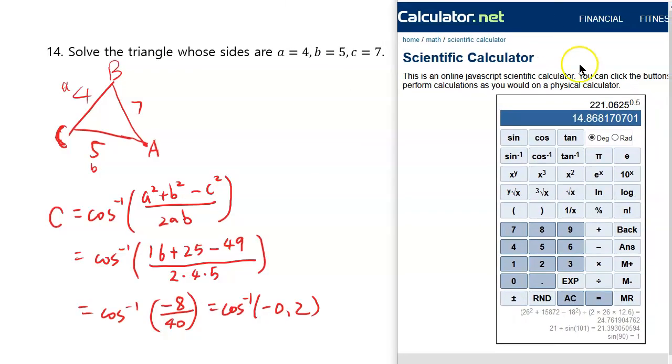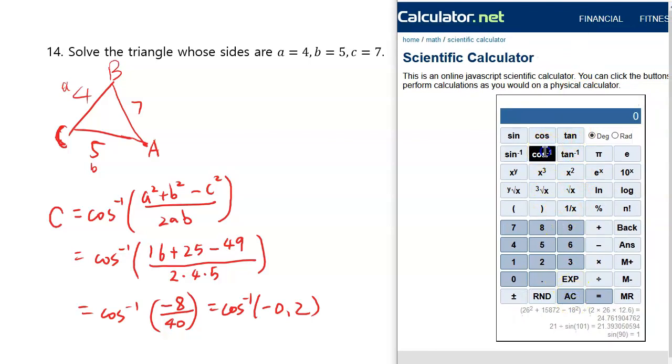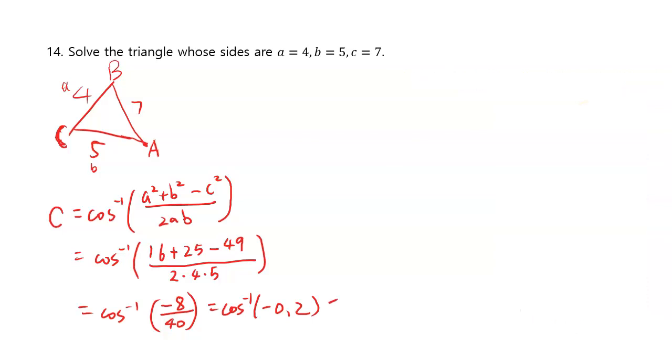Now, cosine inverse of negative 0.2, that I don't know, so I'm going to use this. Arc cosine of negative 0.2 is 101.53 degrees, okay? Or 101.5 degrees. 101.5 degrees, okay? Now let's do the same thing for B.